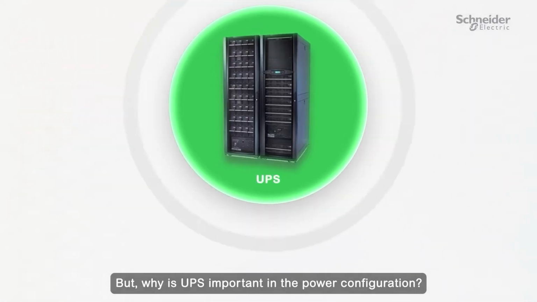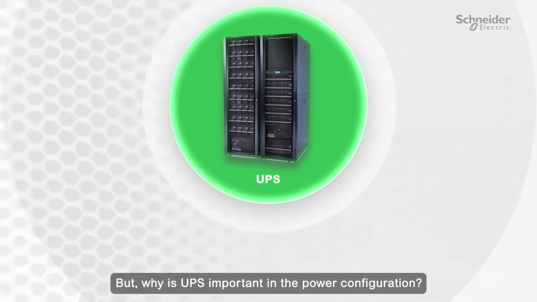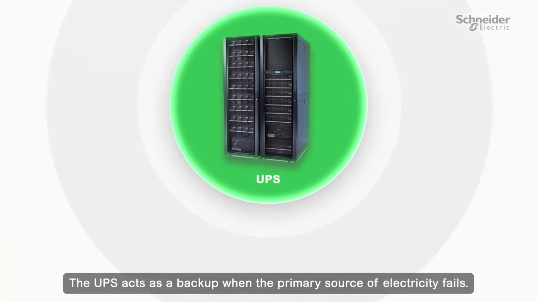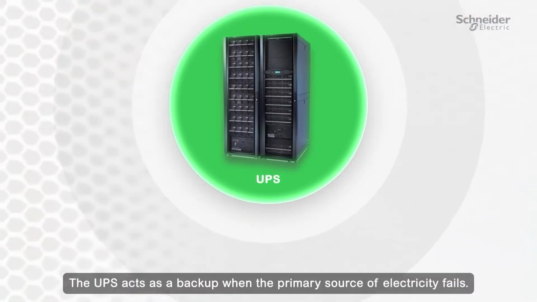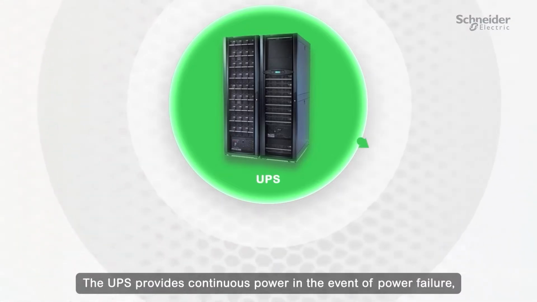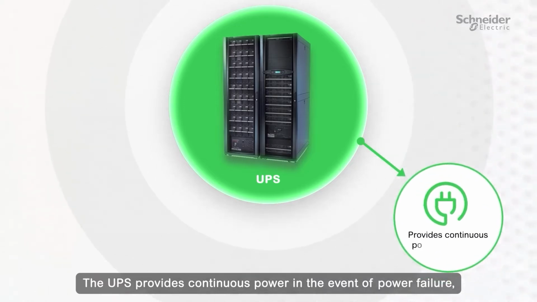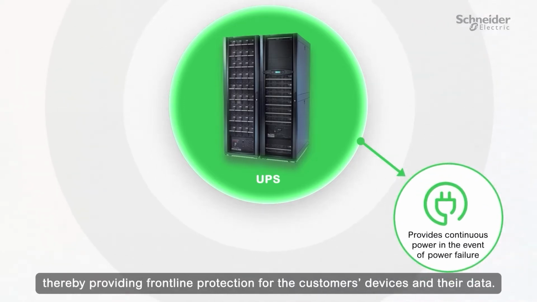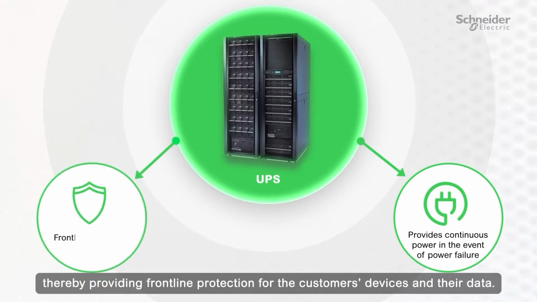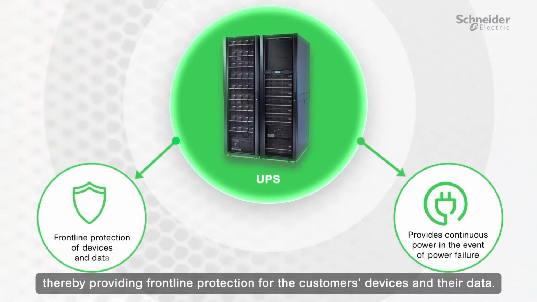But why is UPS important in the power configuration? The UPS acts as a backup when the primary source of electricity fails. The UPS provides continuous power in the event of power failure, thereby providing frontline protection for the customer's devices and their data.